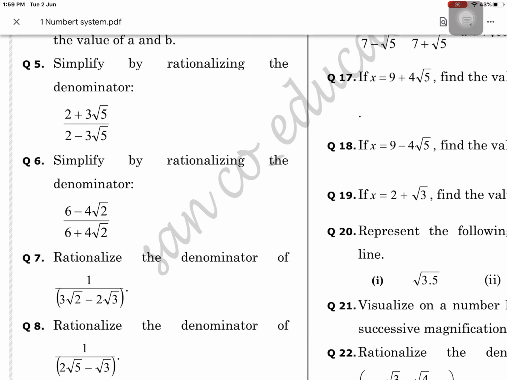Simplify by rationalizing the denominator. So, you need to rationalize the denominator. One thing I want to tell you: it is not necessary that rationalization is always done with the denominator. No, you can do the rationalization with the numerator also. It depends on what term you want to rationalize.